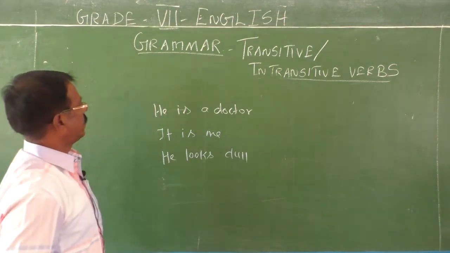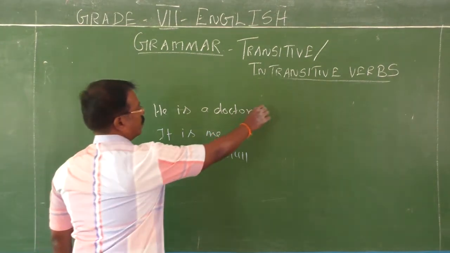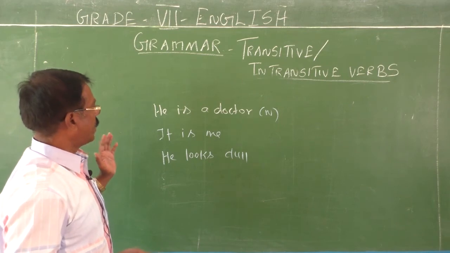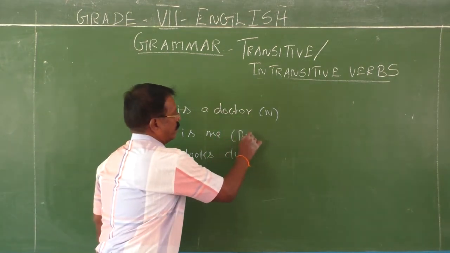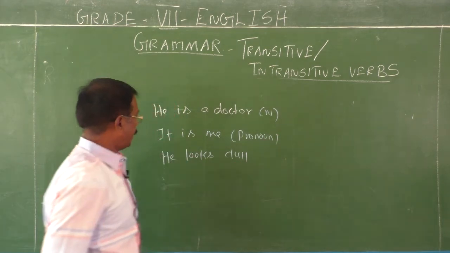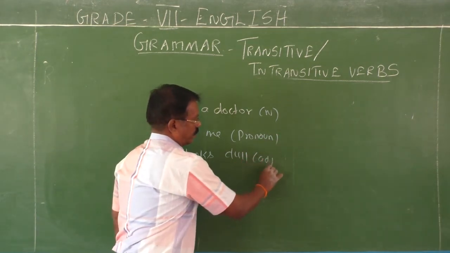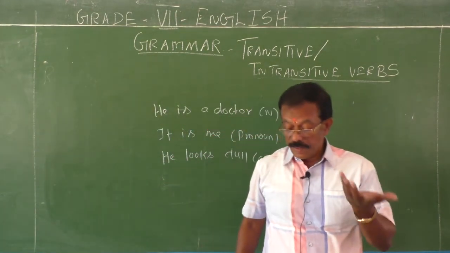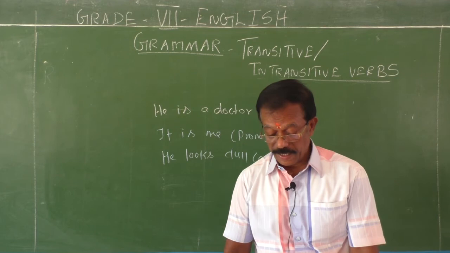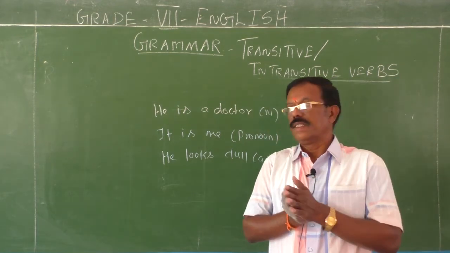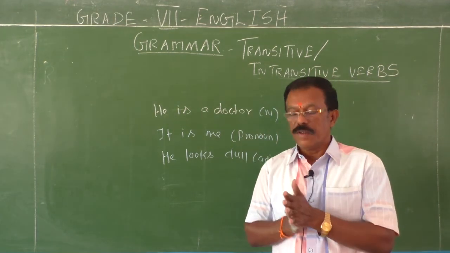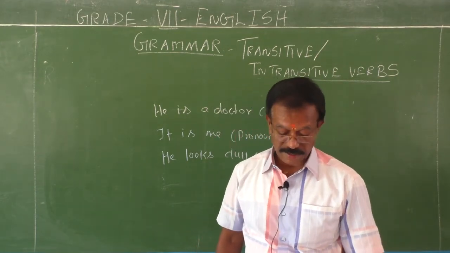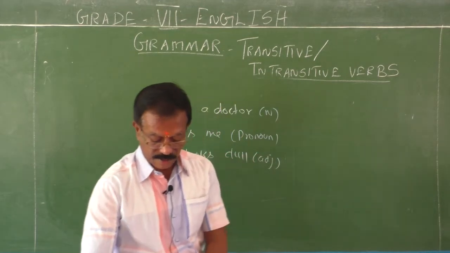See, for the first examples, he is a doctor. Here a doctor is a noun. It comes to complete the sense of the verb of incomplete predication. It's me: me is a pronoun. And then he looks dull: dull is an adjective. So the word may be a noun, a pronoun, or an adjective to complete the sense. Then they are called verbs of incomplete predication. Okay. Thank you, children. Next, I'll give you some more examples.